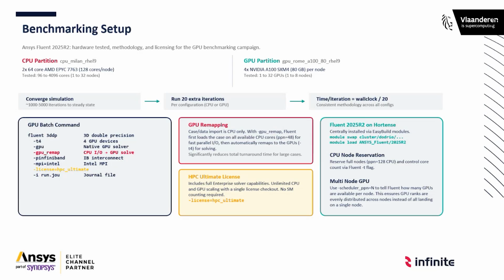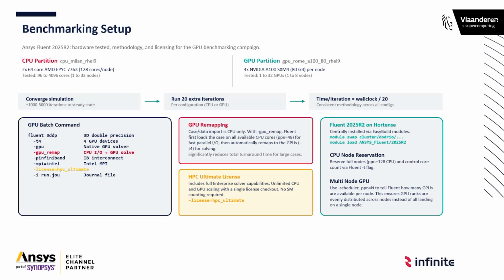I used InfiniBand interconnection and Intel MPI. And I used an HPC Ultimate license, which actually includes both the full enterprise solver capabilities, which are needed for Fluent, but also unlimited CPU and GPU scaling with just one single license increment, which makes it very easy. You don't need to bother about whether you have enough licenses or not. We can go from 4 to 1,000, of course, with just one license. Of course, I also had to run my journal file, which I'll always use if you use Fluent through batch, to go step by step through my Fluent setup.